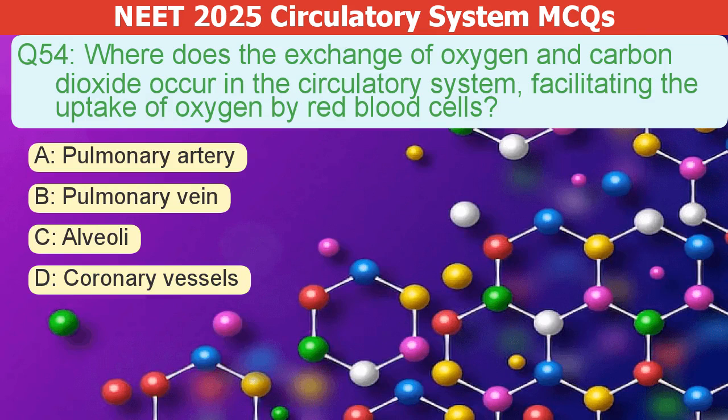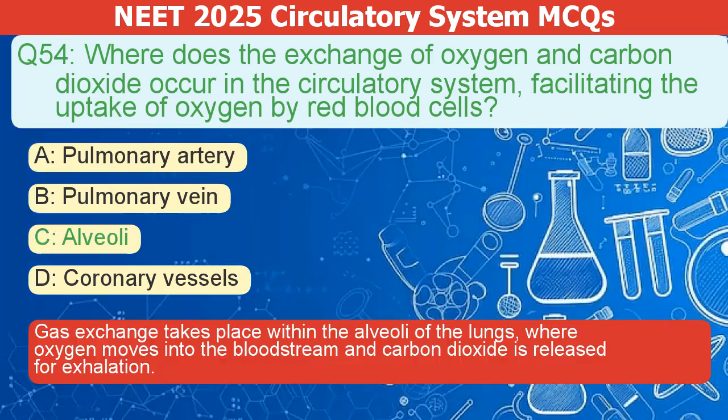Where does the exchange of oxygen and carbon dioxide occur in the circulatory system, facilitating oxygen uptake by red blood cells? A. Pulmonary artery. B. Pulmonary vein. C. Alveoli. D. Coronary vessels. The correct answer is C. Gas exchange takes place within the alveoli of the lungs, where oxygen moves into the bloodstream and carbon dioxide is released for exhalation.